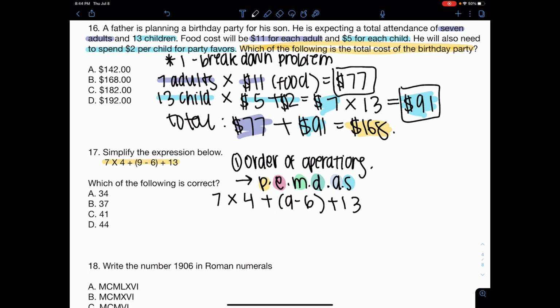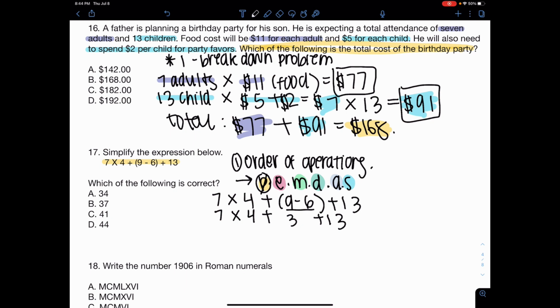Alrighty, so the first thing on our list is going to be parentheses, the P. So let's see, we do have a pair of parentheses, which is just 9 minus 6. So we're going to rewrite as always. 4 plus 9 minus 6 is 3 plus 13. Alrighty, now we've got our parentheses done.